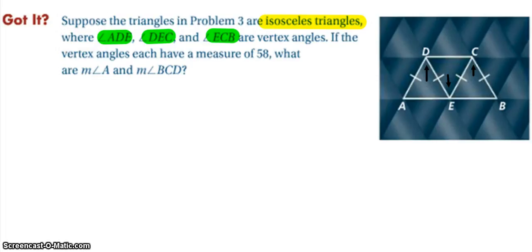Please make sure you've worked through the third part of the lesson because this relates to problem 3. What we're told here is that angle ADE, this angle right in here, angle DEC, this angle right down here, and angle ECB, this angle right there, are all vertex angles and all have measures of 58 degrees. What are the measures of angle A and then angle BCD? Go ahead and try to figure that out on your own, then come back for the answer.